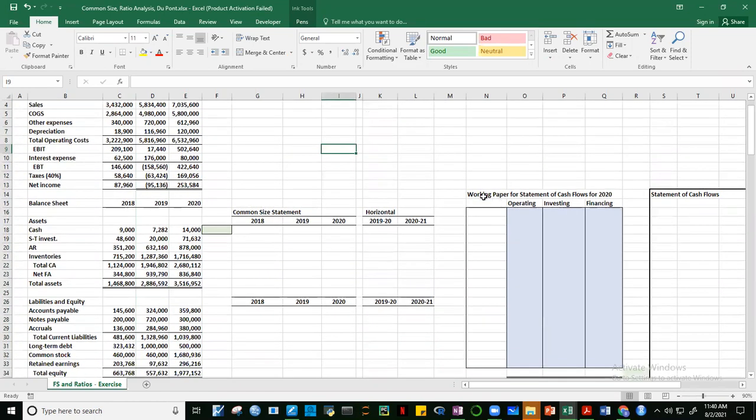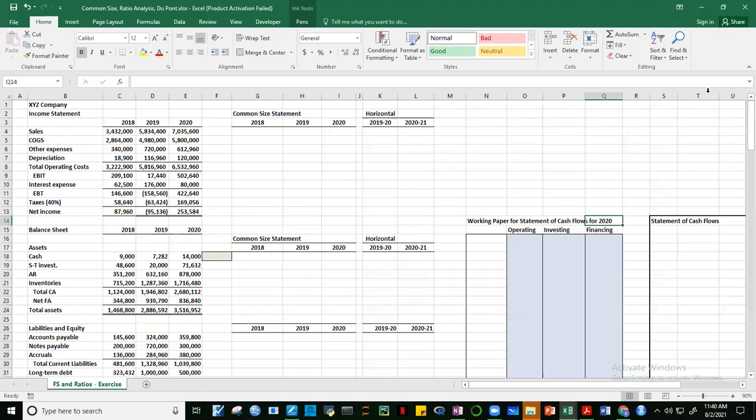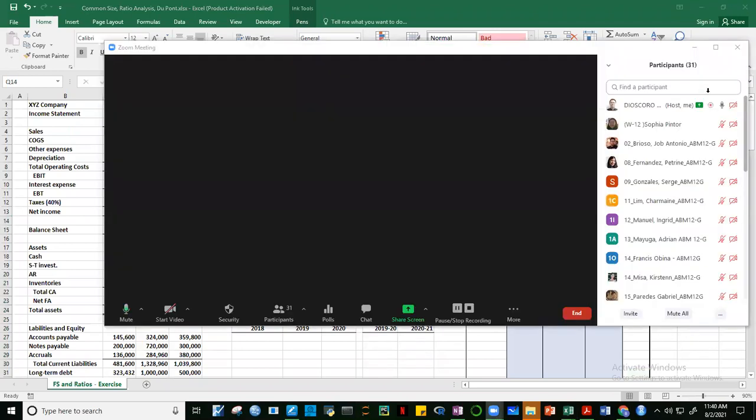So here, guys, we have the working paper for the statement of cash flows for 2020. Can we construct the statement of cash flows for 2020? Please chat, guys. Can we construct the statement of cash flows for 2020? Yes or no, guys?